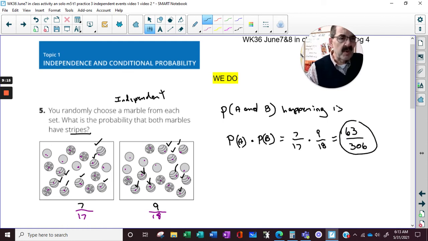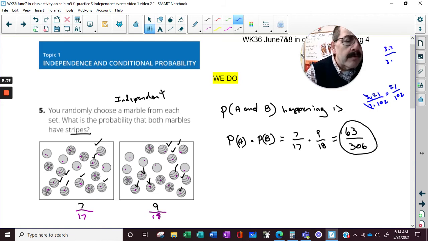I'm seeing a 3. Let's change colors here. 3 times 21, 3 times 102. 3 times 7, 3 times 34. So that's 7 over 34.